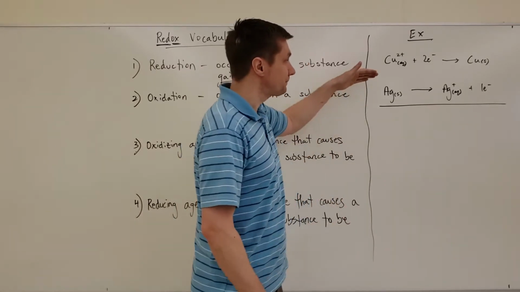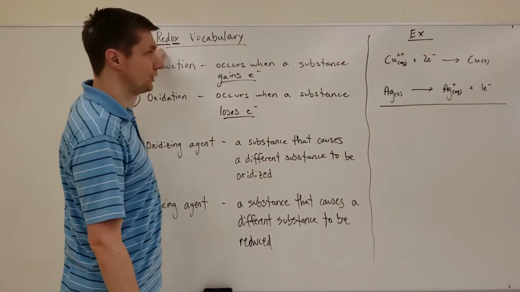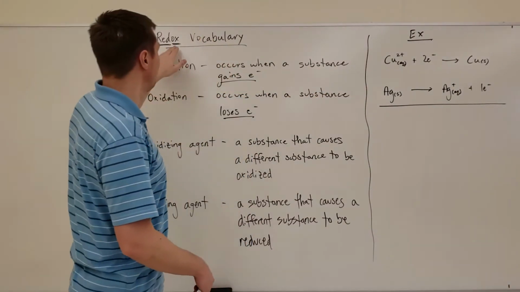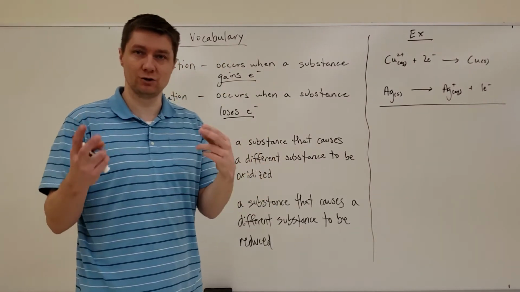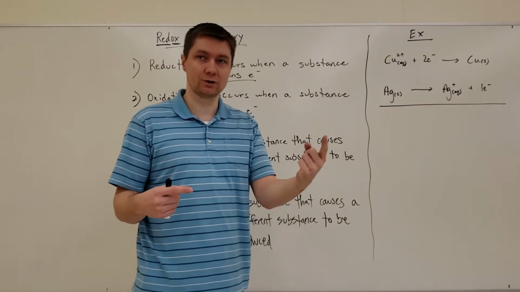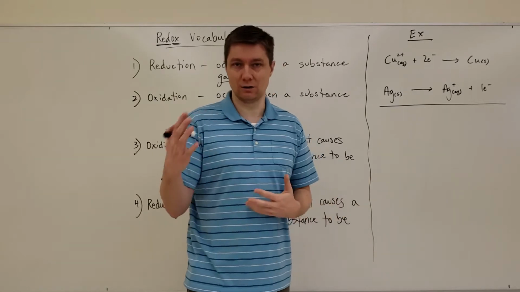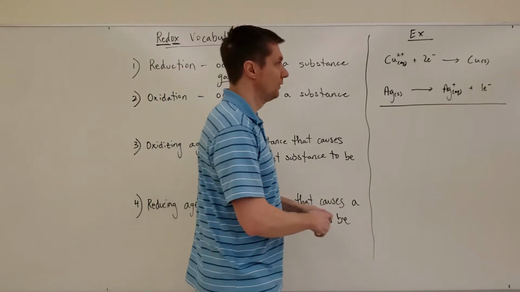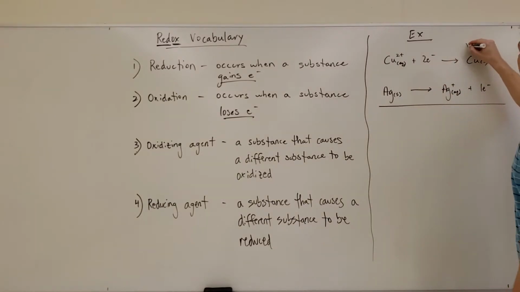And so a redox reaction, redox, is a reduction half reaction combined with an oxidation half reaction. So every redox reaction is made of two halves. One half is a reduction and the other half is an oxidation. So you'll hear the term reduction half reaction and oxidation half reaction quite a bit. This one is the reduction half reaction. And this one is the oxidation half reaction.